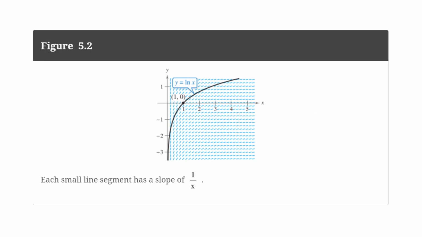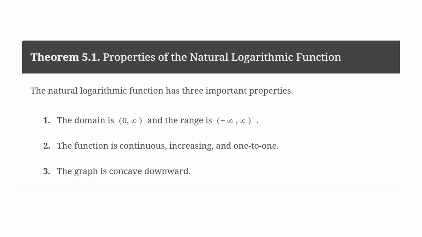This function has some properties. First, the domain is between 0 and infinity, which means that all the values inside of ln of x should be greater than 0. And the range is from -infinity to +infinity, as we saw in the graph, which looks something like that. The function goes all the way to -infinity, and again, all the way to +infinity.